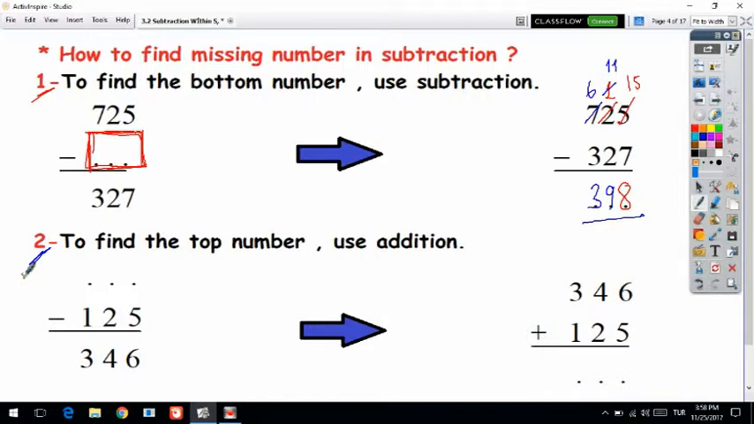Top number. There is a missing number at the top. There is no number, so we have another way. Another easy way to understand addition or subtraction: if there is no space between them, use addition. Okay, it doesn't matter, you can start from the last or we can start from the middle. Start from the ones.